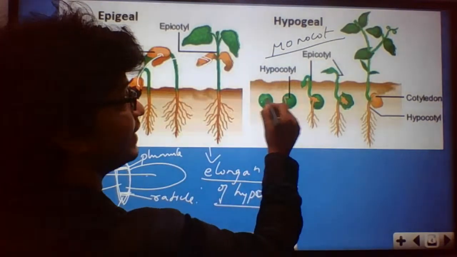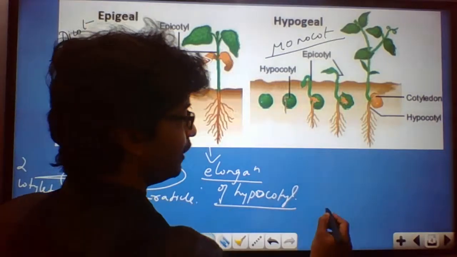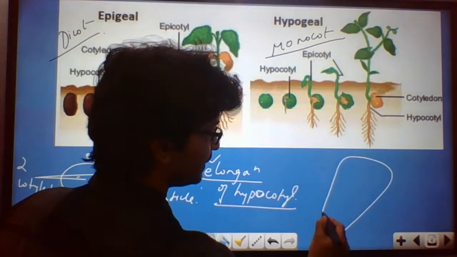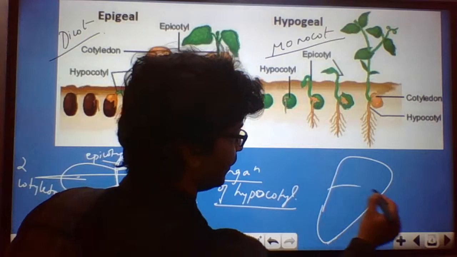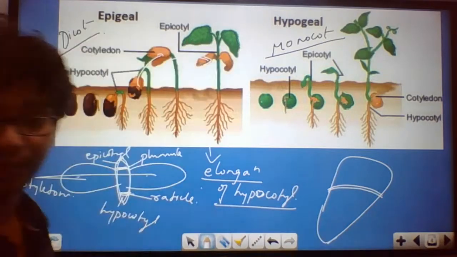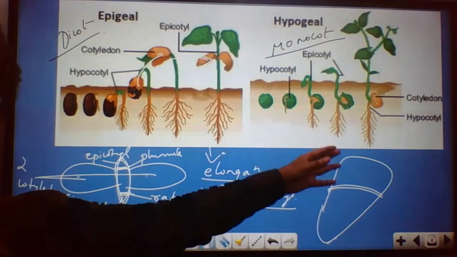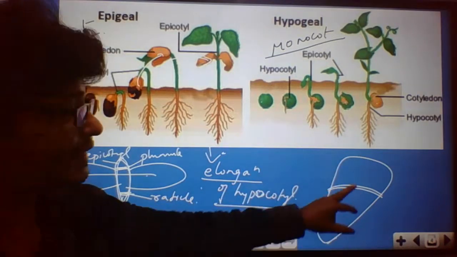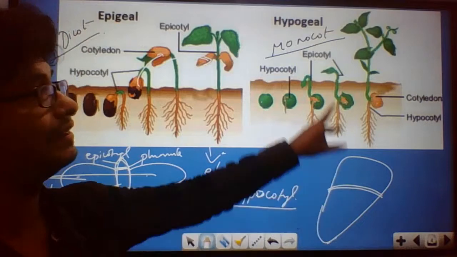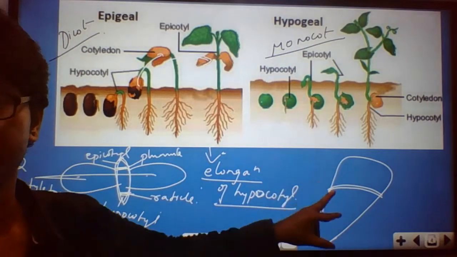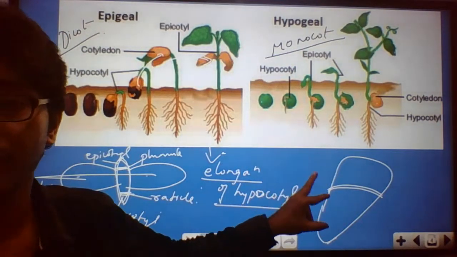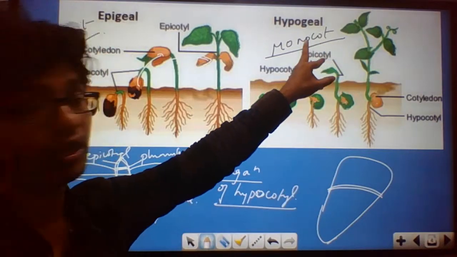Can you see in this case, when you look at the monocot seed, you could see the starch grain, you could see the aleurone layer. What are the other components that you could see in the monocot seed? You could see coleoptile, you could see coleorhiza. These are the parts that you could see. But in monocot, there is no such mechanism as elongation of the hypocotyl.